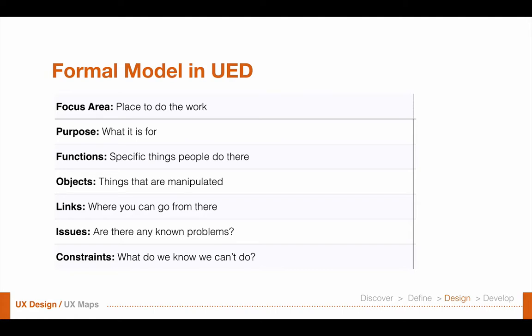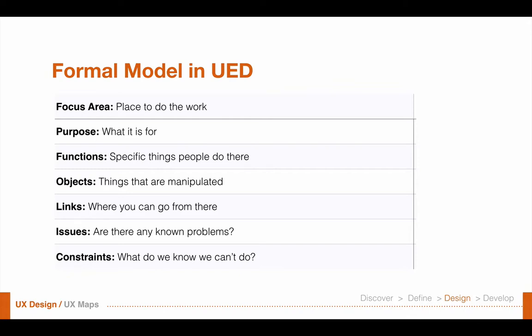Holtzblatt, they have a formalism for this type of model in the UED, user environment design, which has specific titles called focus area, what we have talked about, the place to do the work; purpose, what it is for; and functionality, the specific things people can do there; and then what the objects are, things that can actually be manipulated in the space. And then links, where you can go from here to there, how things are connected together.